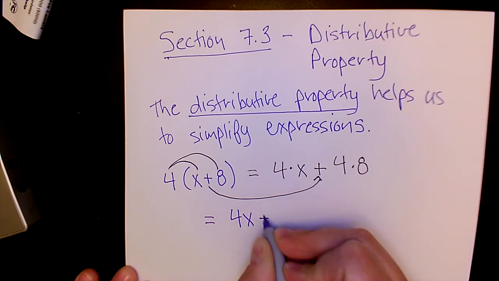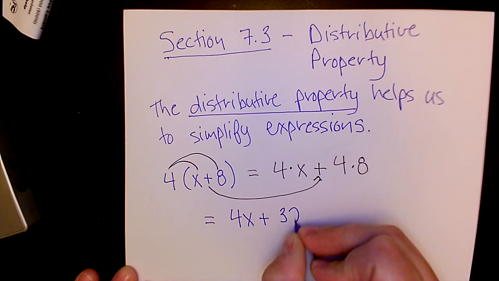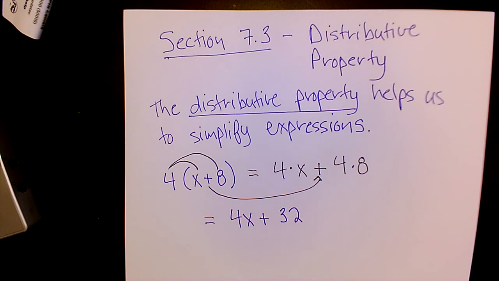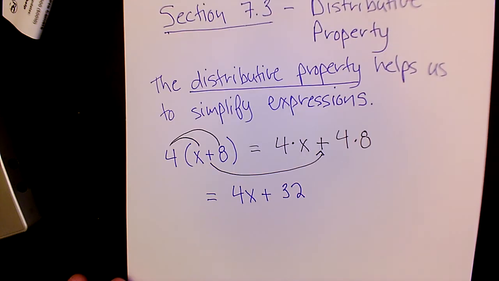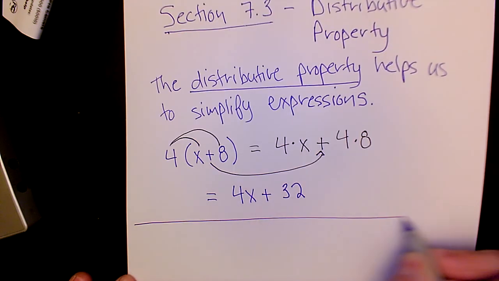And we get 4x plus 32, and we're done. We don't need to do anything else. We can't put these together because these are x's and this is a constant or number, so we can't combine any like terms. These are unlike terms, so we just leave it. But that's it. That's all you have to do.